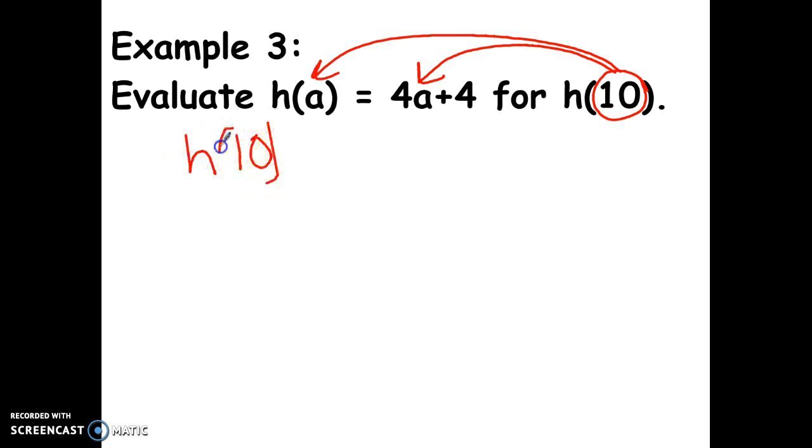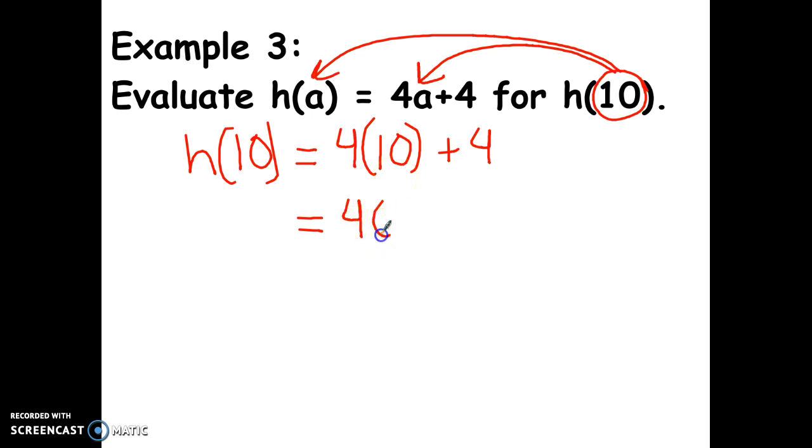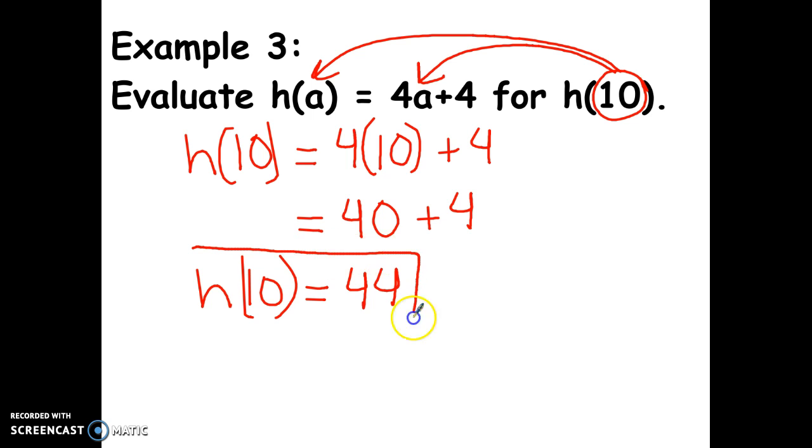h of 10 equals 4, and in place of this a, we're going to put 10. Don't forget to put that in parentheses, plus 4. So all we've done is everywhere we've seen a, we put in the number 10 instead. So let's go ahead and simplify. What's 4 times 10? 40 plus 4. And then finally, 40 plus 4 gives us 44. So h of 10 equals 44.